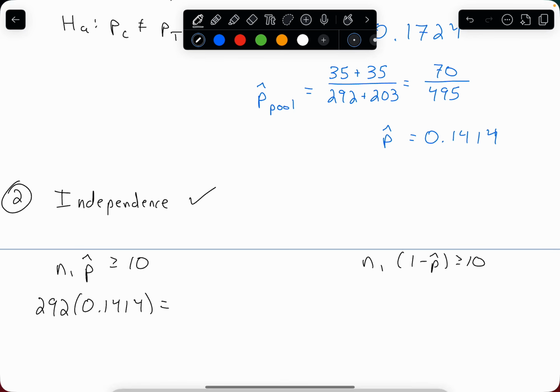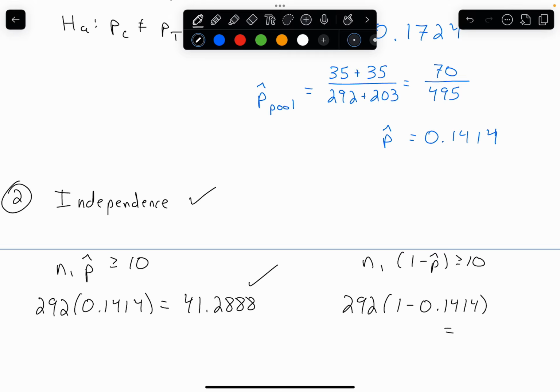This should not give us any trouble, but we're going to go ahead and verify. I ended up with 41.2888, which is greater than or equal to 10. So yes, that one is met. And then n1, which is again 292 times 1 minus 0.1414. And this time around, I end up with 250.7112, which is greater than or equal to 10. So yes, that one is met.